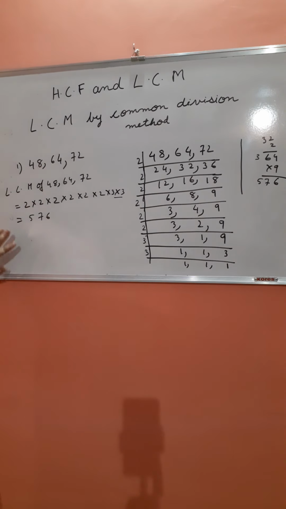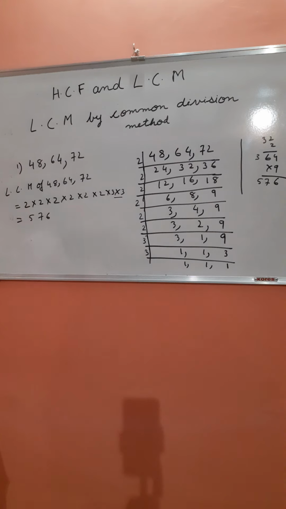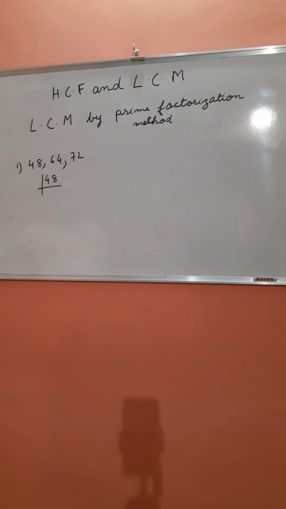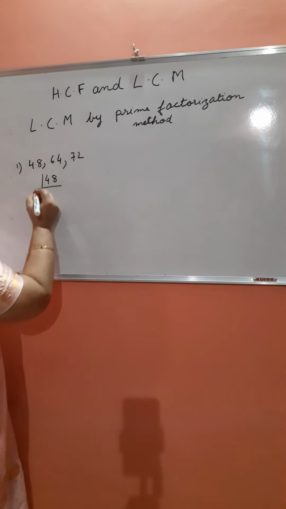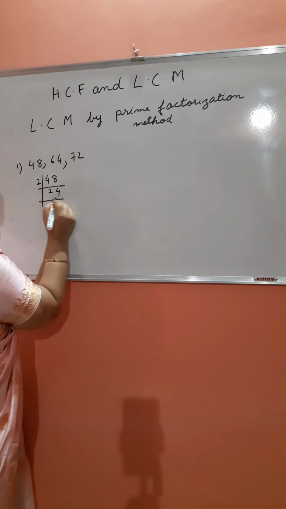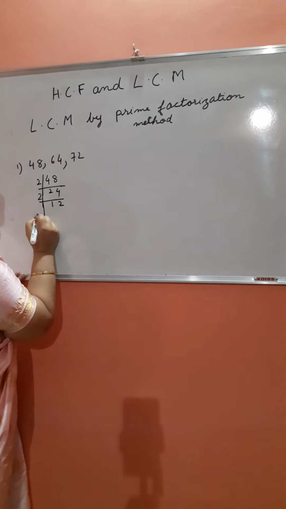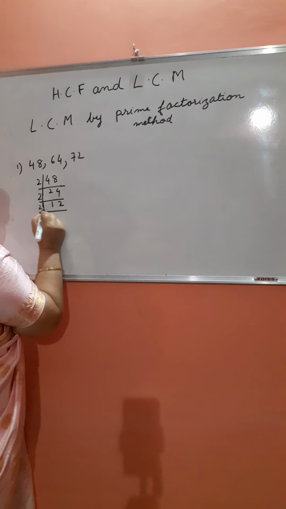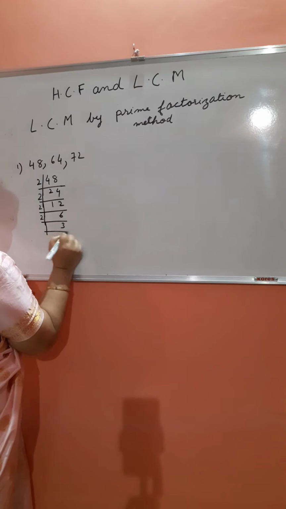You can find out LCM by the prime factorization method also. Now let us find out LCM by the prime factorization method. So let us take 48 first. 2 1s are 2, 2 2s are 4, then 2 6, 2 3, 3 1.